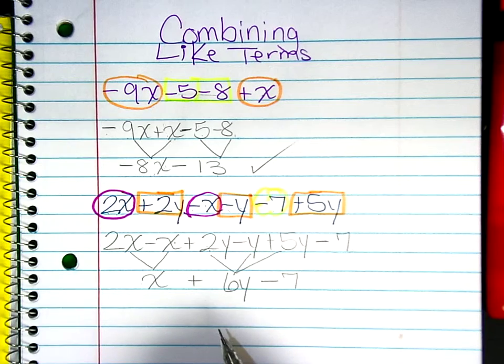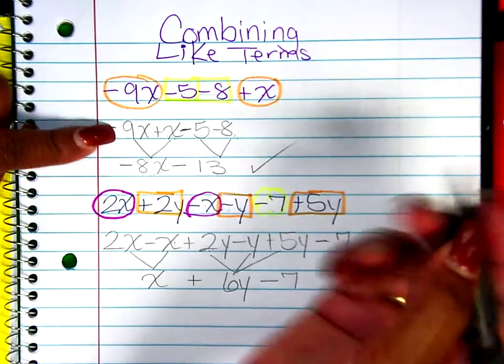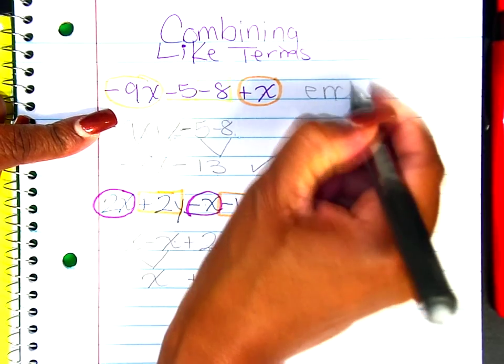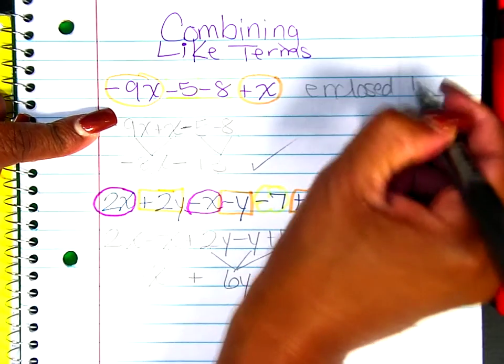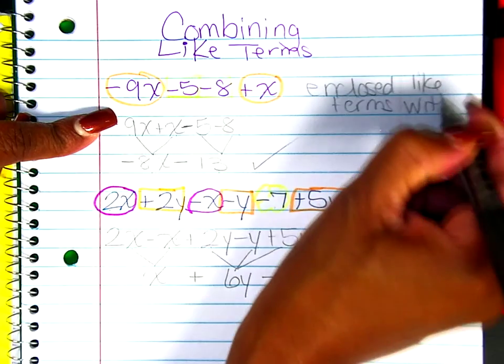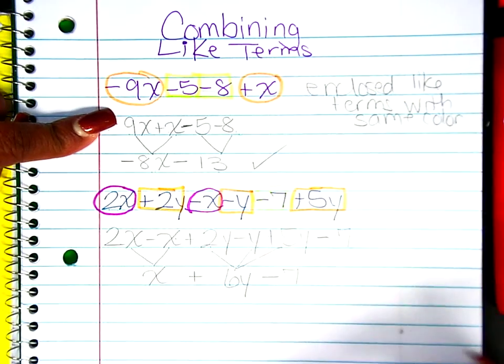You probably want to go back and rewind and listen to the words I'm saying. You may want to write the words down. For instance, you want to say highlight or enclose like terms with the same colors. Okay, that's the first thing I did.